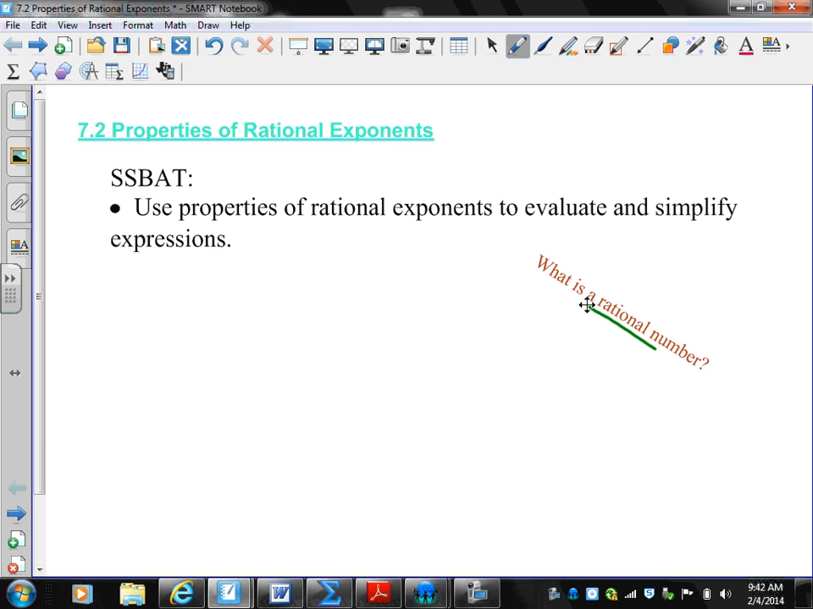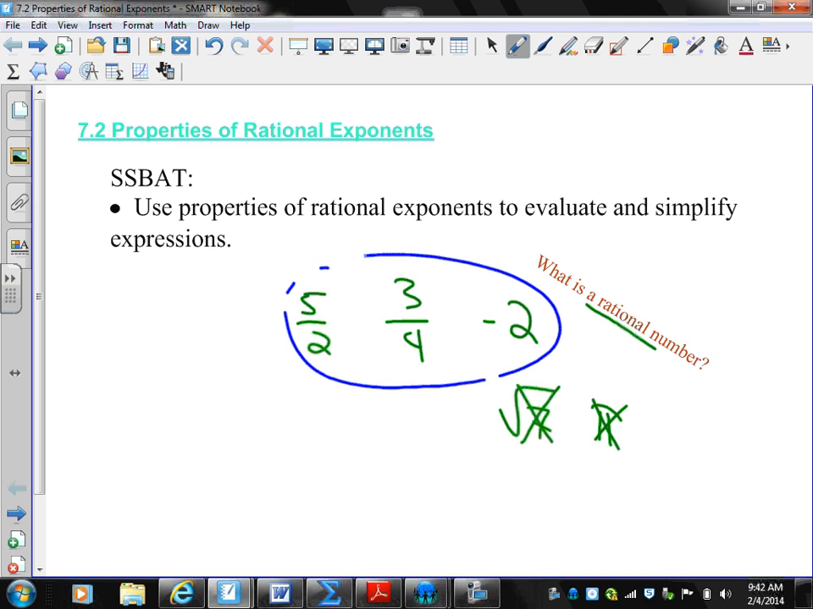So first off, we need to just remind ourselves, what do we mean by a rational number? Well, simply put, it's a number that we can write as the ratio of two integers, like 3/4, or -2, or 5/2. Numbers like that, what we call the nicer numbers. Stuff like the square root of 7, not rational. Pi, not rational. So we're really just going to be dealing with these types of numbers as we go through our lessons today.